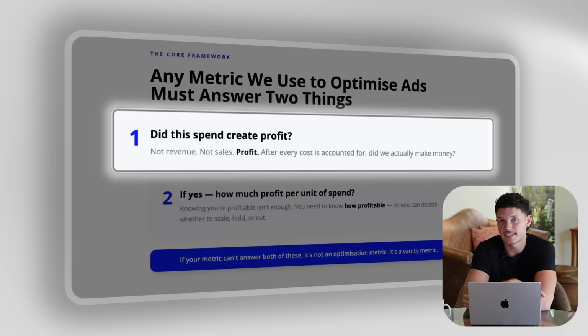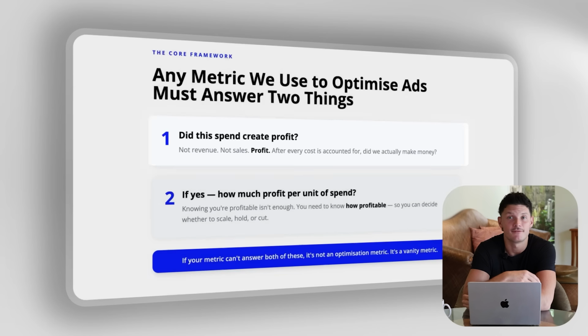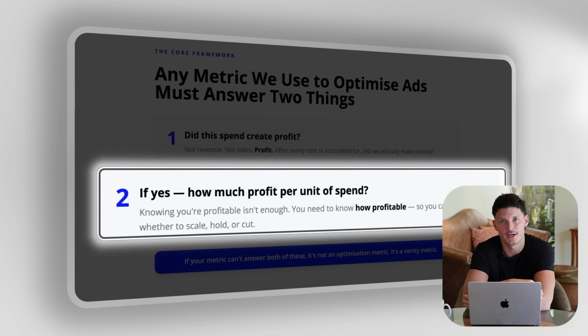Good. And can we agree if we're looking at the wrong data to judge whether an ad is working, then every single assumption and decision based on that will be flawed by definition? Good. So we agree, profit per purchase is what matters. If the only reason to run an ad is profit, then any metric used to optimize ads must answer two things. Did this spend create profit? And if yes, how much profit per unit of spend?